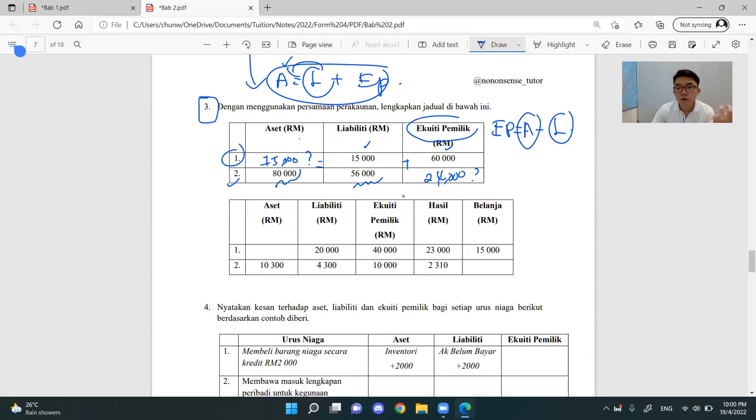24,000. Yes. Ta-da. There you go for your equity per million. Okay. One more. This one. So from here, come back to this. You just need to memorize one thing, which is asset equals to liability plus equity per million. Okay, now kita ada hasil dan belanja.